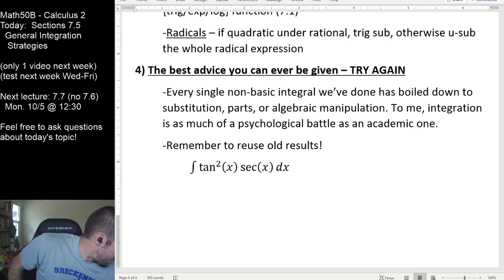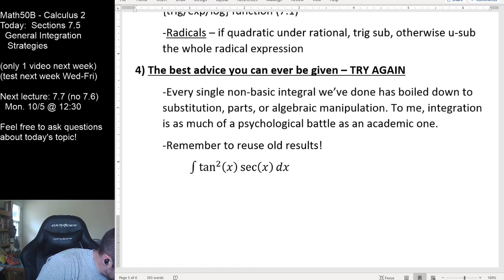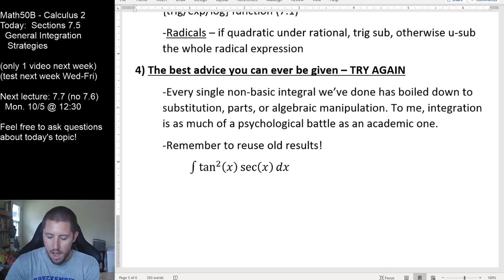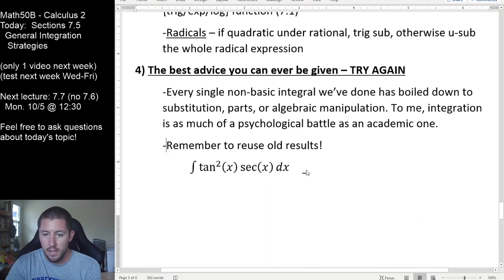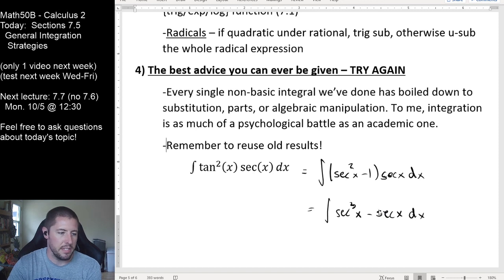Hello. Remembering that we can make a bunch of these substitutions here. I'm forgetting my basic substitution right here. In this case, for example, tangent squared is secant squared of x minus 1, times secant of x dx. If we multiply this out, this is secant cubed of x minus secant of x. And it turns out that we have individually done both of these integrals in previous sections.